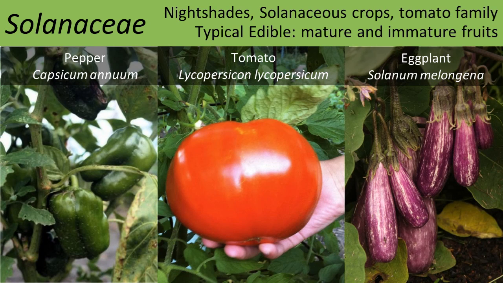It also includes such things as tobacco, the deadly nightshades, and petunia. These are sometimes called the solanaceous crops, or they're just simply called the tomato family. We eat both the mature and immature fruits in this family, but not typically anything else. The foliage, the stems, the roots are not typically eaten.